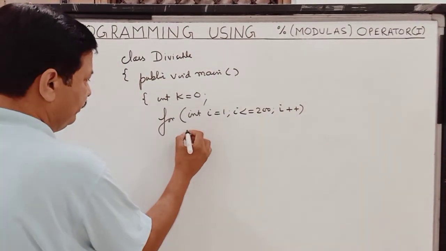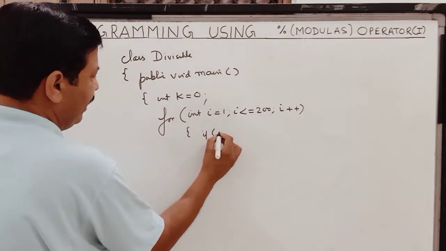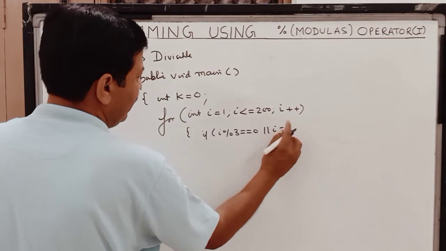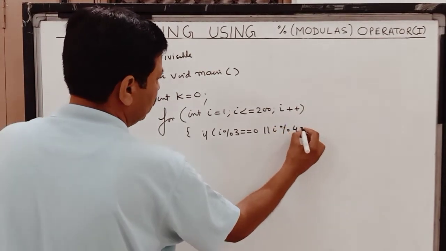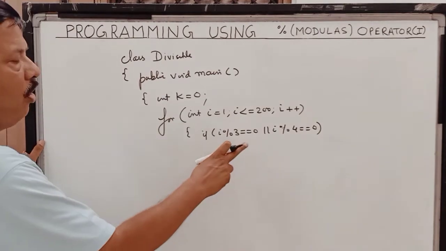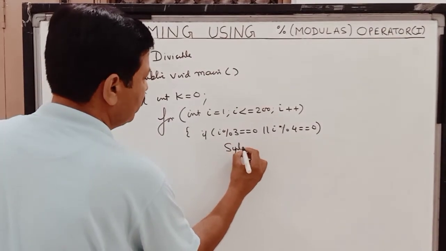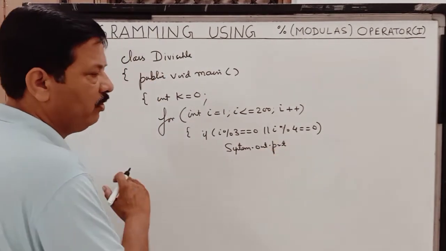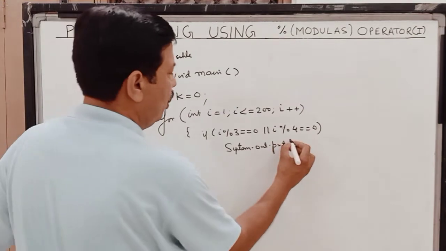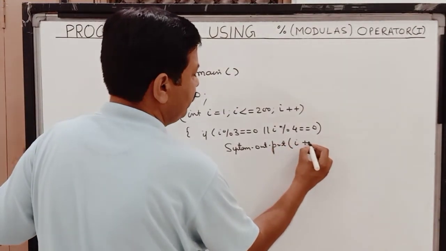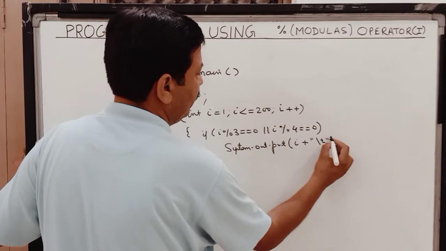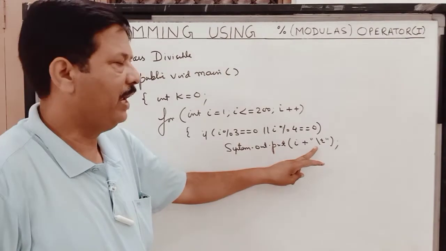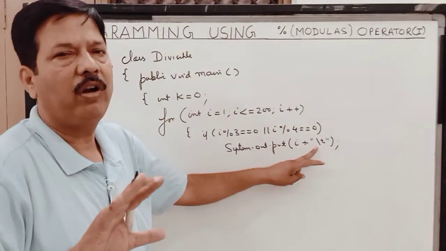And children, here I am checking whether this I is divisible by 3 or this I is divisible by 4. If it is divisible by 3 or by 4, then I have to print this number. So children, I am going to use a print statement because print statement is going to print my numbers in a single row, and I am printing this number. And children, this is an escape sequence which I am using. When I put this slash t escape signal, it is going to leave by default 4 spaces.